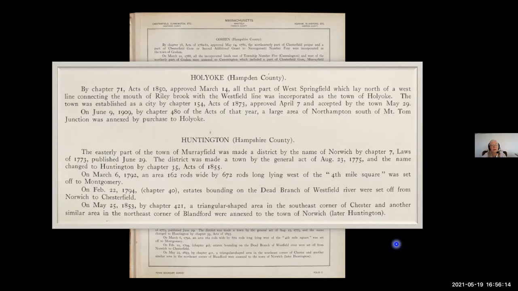Okay, so this is a good quick reference other than Google if you want to know when and how the town was separated. Because again, when we're looking for people, we need to know where their records might have been stored. And if Holyoke didn't exist until 1850, we don't want to go to City Hall in Holyoke. We can also see that it became a city in 1873. And Northampton, south of Mount Tom, was annexed in 1909. Okay, so this is going to tell you in words how the boundaries changed, and similar for the other towns.